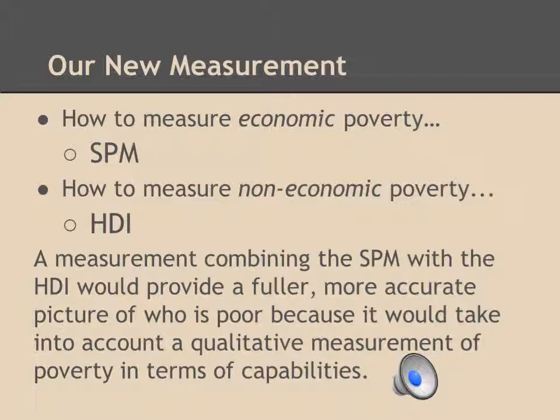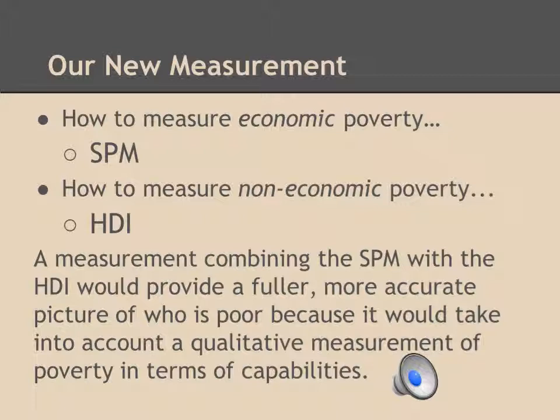Ideally, capabilities will be the cornerstone and foundation of the SPM. The measurement will no longer be central to income, but will include both income and capability poverty. So, our new measurement will include non-economic and economic poverty. We will use the HDI, or the Human Development Index, to measure poverty. Therefore, poverty will be measured discursively as well as quantitatively.